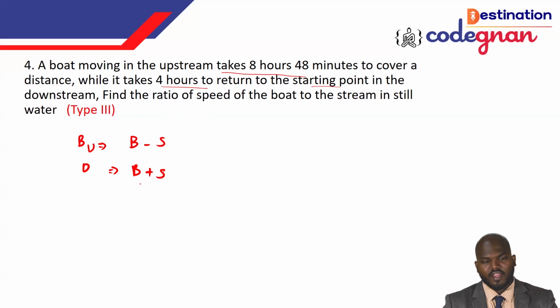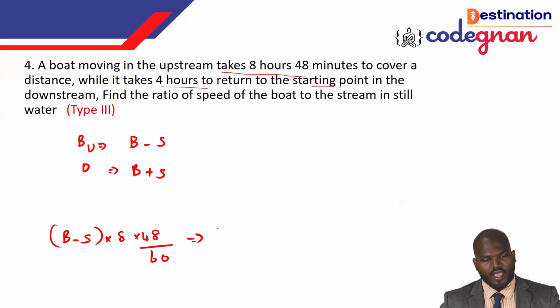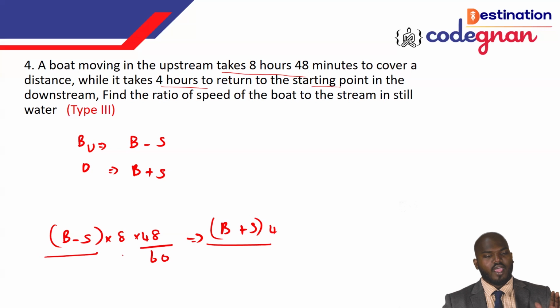So B plus S and B minus S with respect to downstream, that's what they are saying here. The upstream formula is B minus S, and it took 8 hours 48 minutes, so I'm taking it as 48 over 60. The downstream speed, it took 4 hours, the same thing, downstream speed and downstream time. Why this formula? You just want to find the value, right?